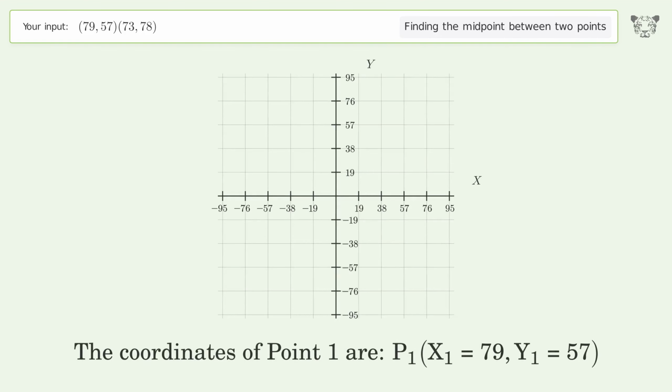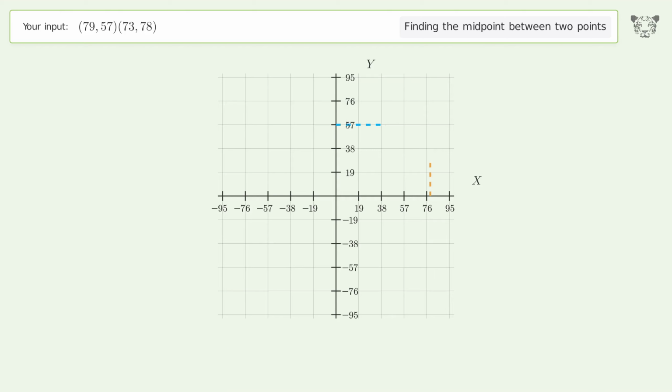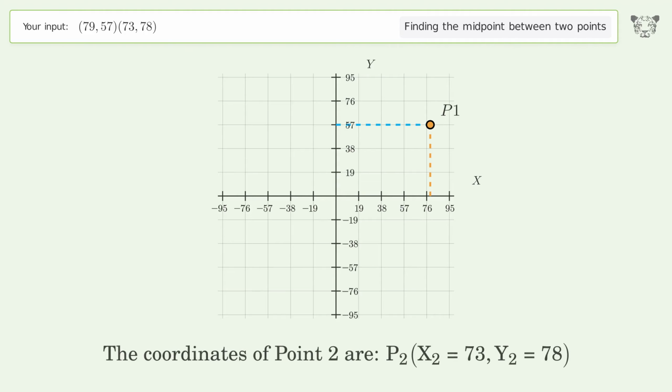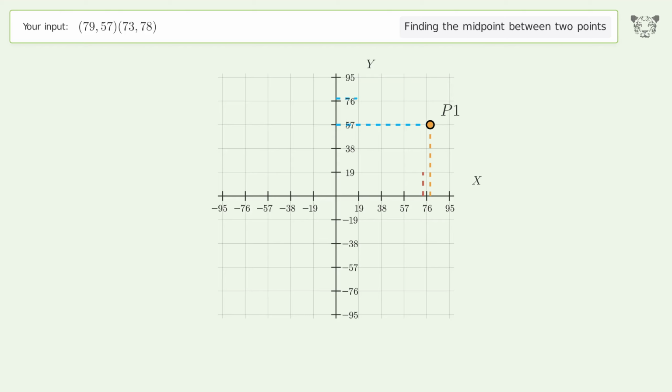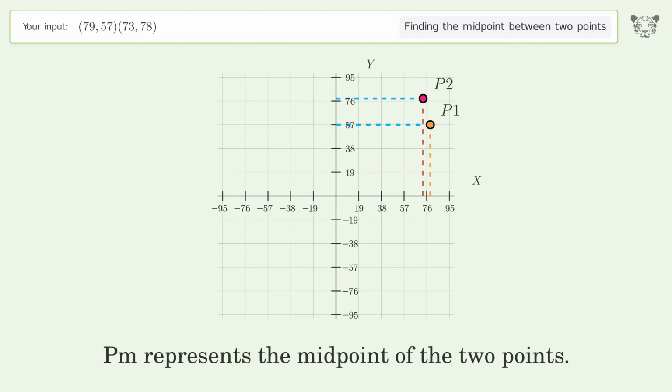The coordinates of point 1 are, x1 equals 79, y1 equals 57. The coordinates of point 2 are, x2 equals 73, y2 equals 78. PM represents the midpoint of the 2 points.